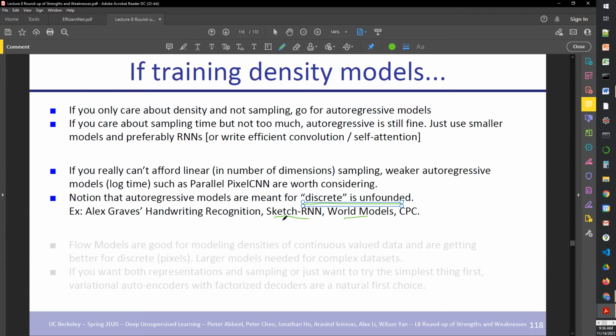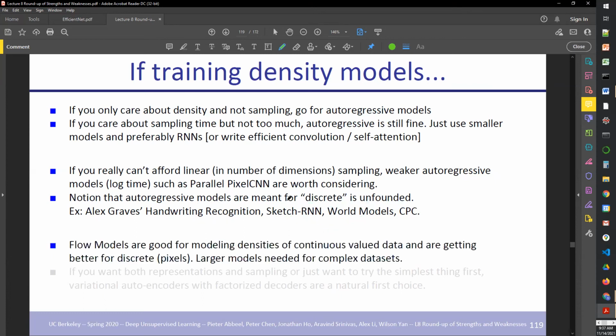So at least I would have taken away that the pixel CNN and all that is mainly used in a discrete space, but he says that's not true. It can be used for handwriting recognition, sketch-art, and world models, and so on. So I guess we'll have to dive into these papers to really broaden our thinking about how autoregressive models are used, not just in the pixel discrete space world.